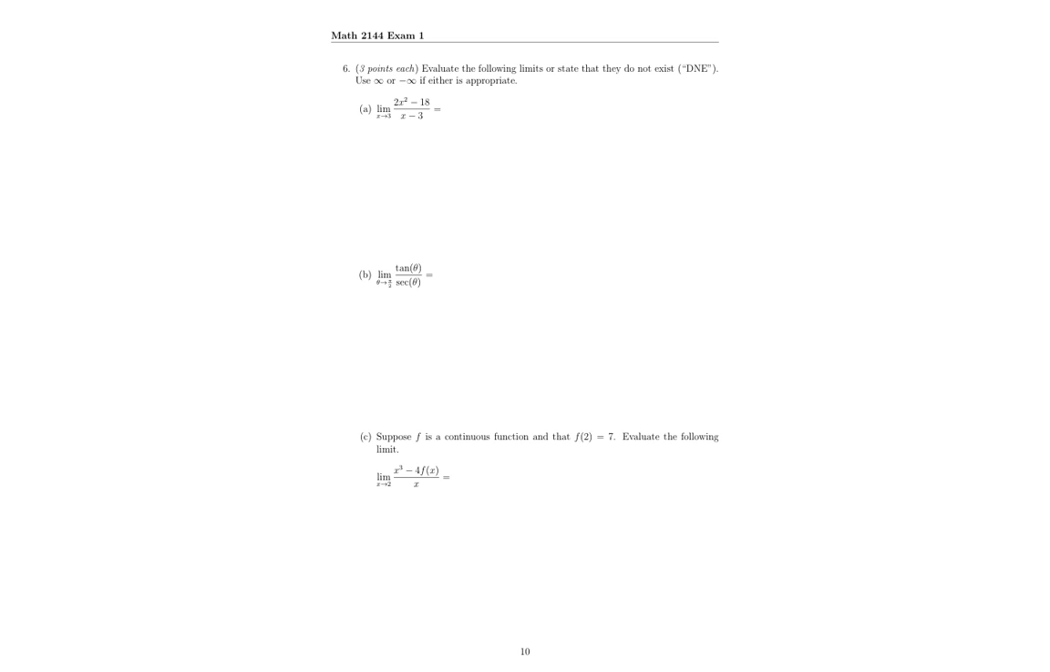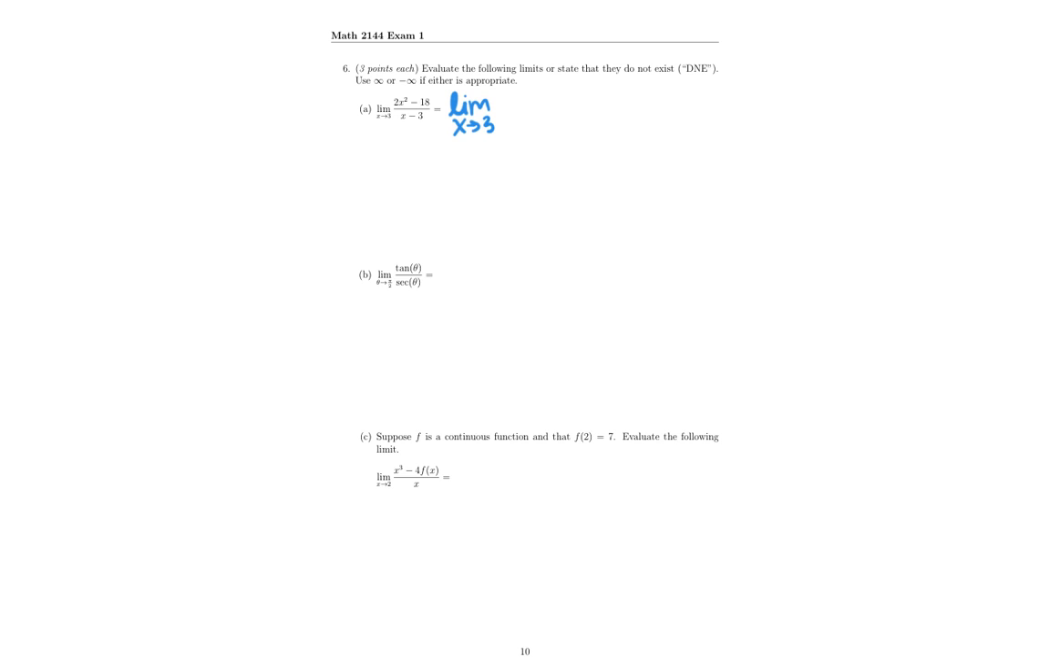So the first question is asking about limits. One thing we notice is that as x goes to 3, that denominator is going to 0. And since the denominator is going to 0, I can't just use my limit laws. What I have to do is do some modifications algebraically until I can get rid of that x minus 3 in the denominator. And so I can factor the numerator like this.